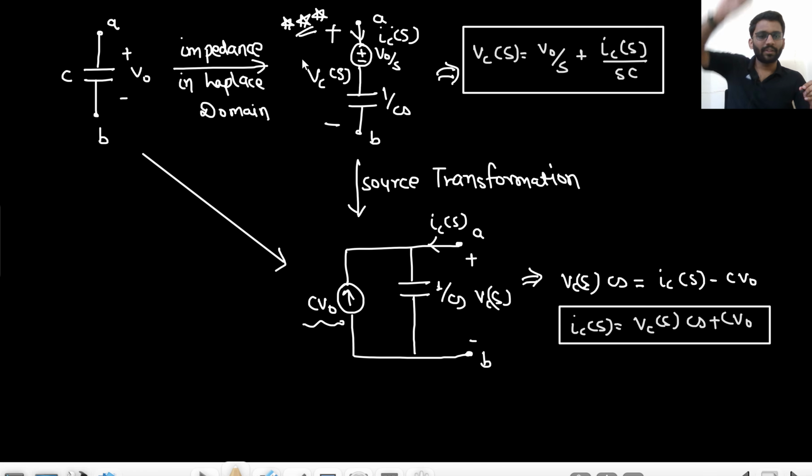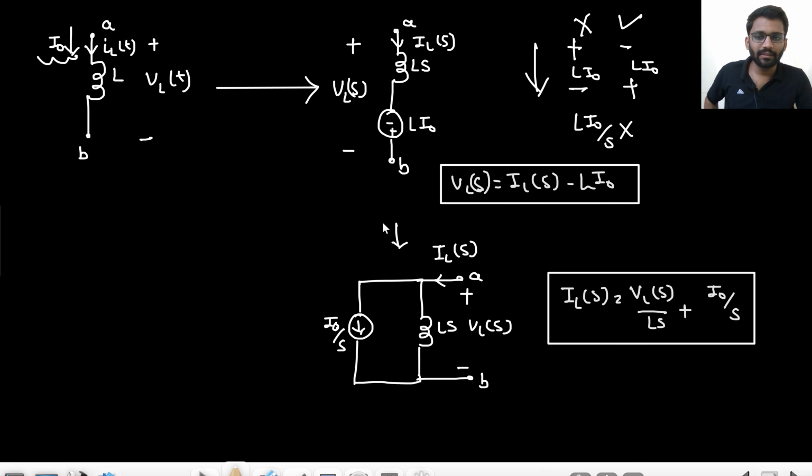Just take the voltage source out of it, V naught by S, and replace the capacitance with 1 by Cs. In this one as well we will mainly use the voltage source only, but both are important for this case. Just remember both are important.